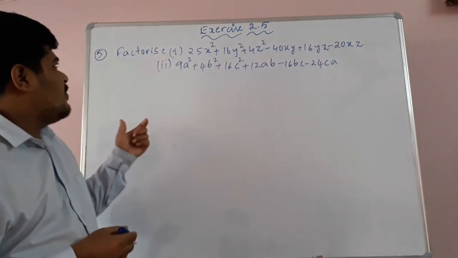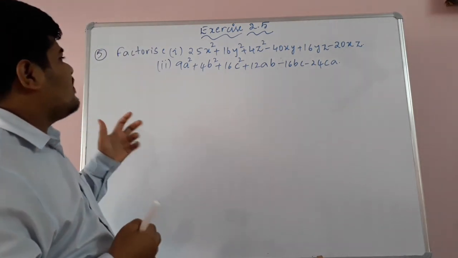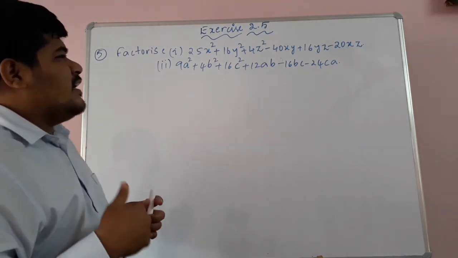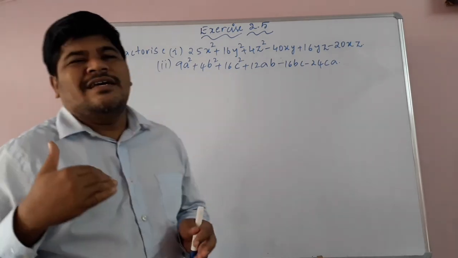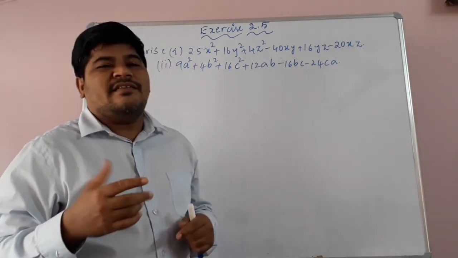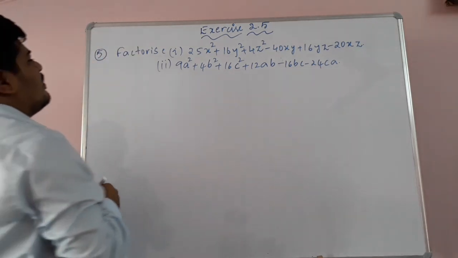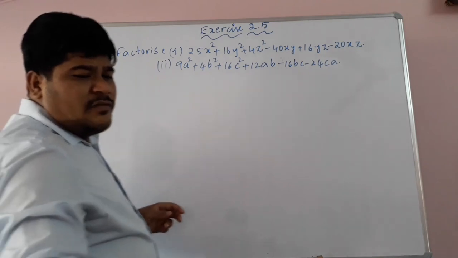Let's see problem number 5. And here they gave expressions and are asking us to factorize. So, children, here we need to use either the x plus y plus z whole square or a plus b plus c whole square formula to factorize this expression. Okay. Now, children, let's see the first problem.